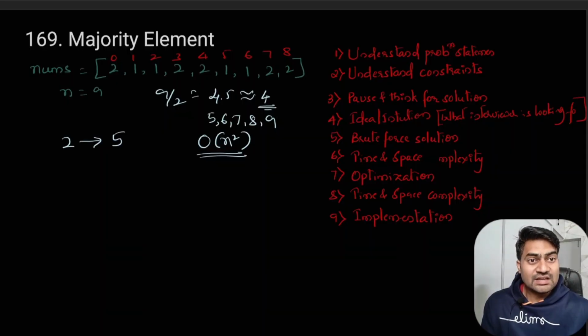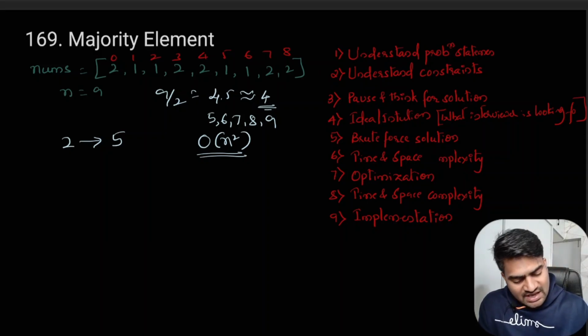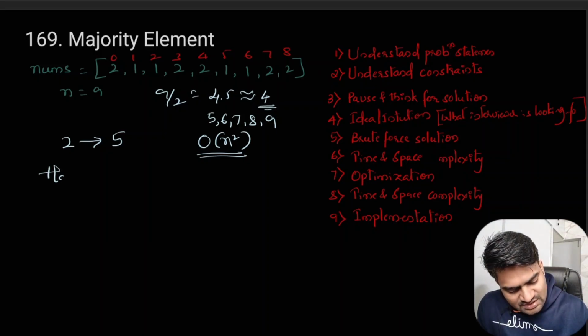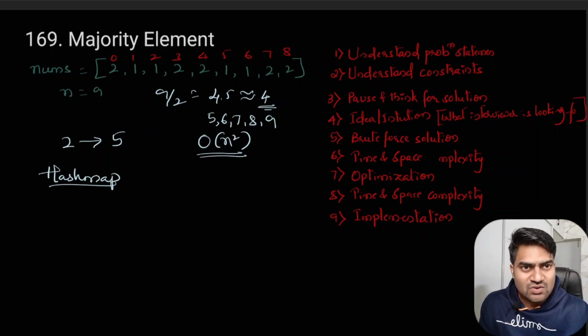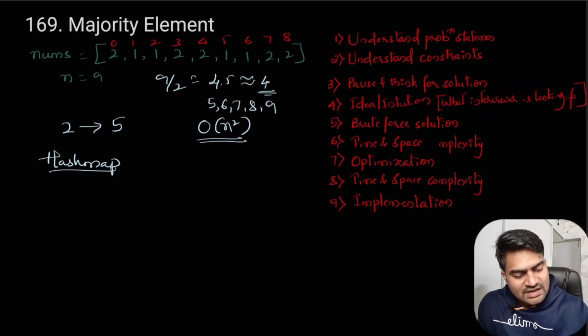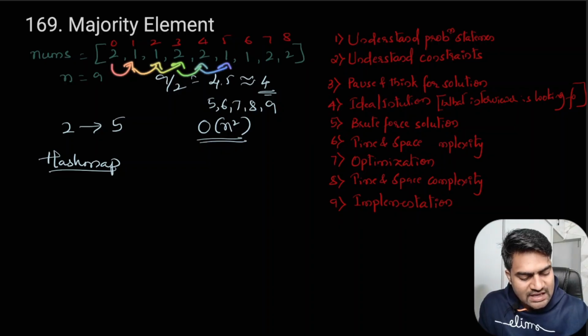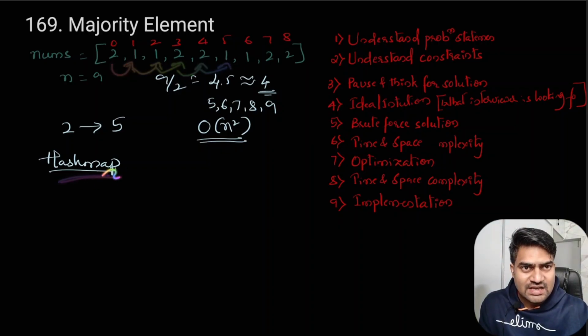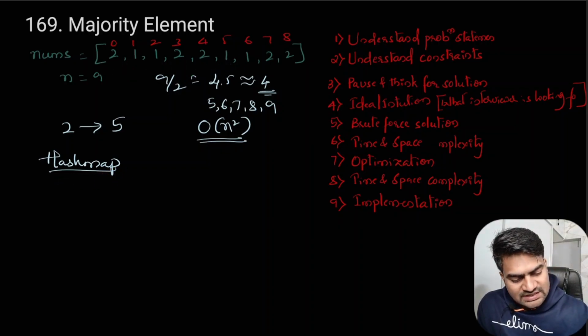What is the other solution, or maybe a small improvement over this extreme naive solution? We can use a hash map and keep the count of numbers. We can iterate over each number and increment its count in the hash map. Let us try to do that.